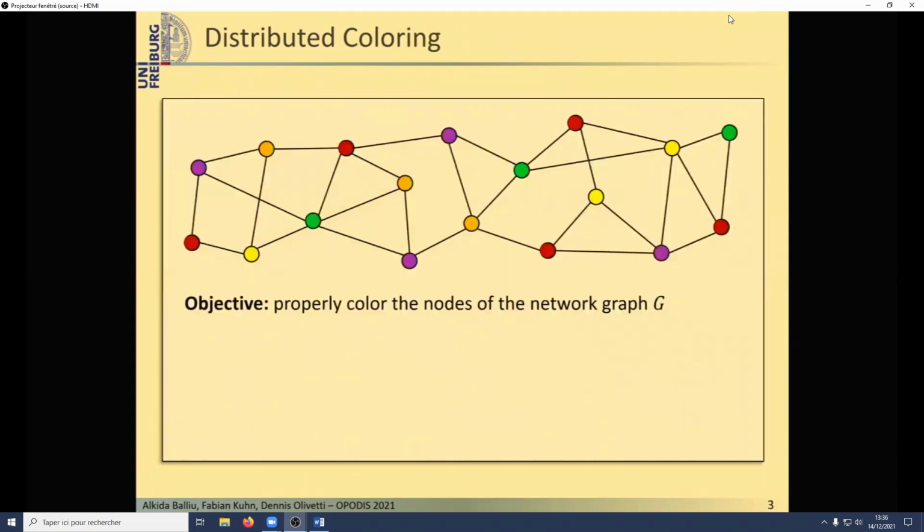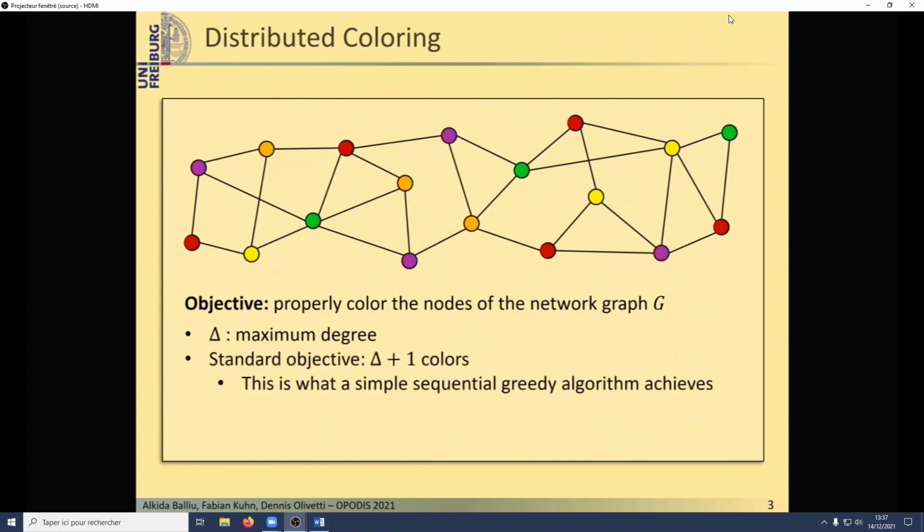Before going to fractional coloring, let me briefly talk about distributed coloring. The objective here is that we want to properly color the nodes of the network graph G. Usually we parameterize by maximum degree Delta, and the typical objective is to color with Delta plus 1 colors. The reason is that this is what we can achieve with a simple sequential greedy algorithm.